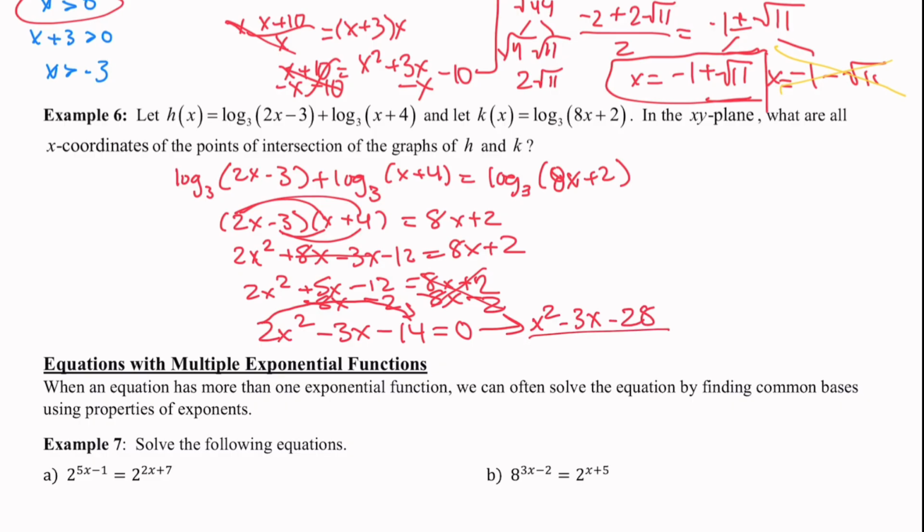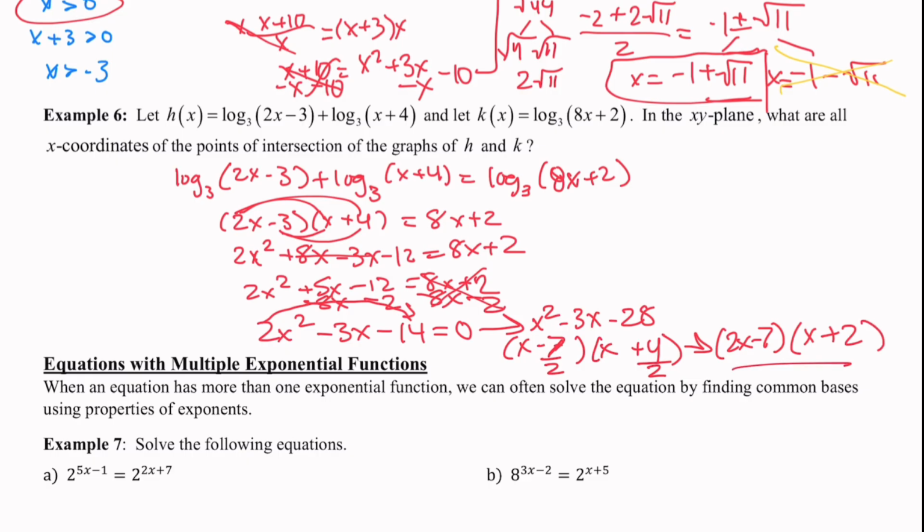And now we use this to find what adds to -3 but multiplies to -28. That looks like it's -7 plus 4. But because we multiplied by that 2 earlier, now we want to get it back and divide it. That will give us 2x minus 7 and then x plus 2. So these two are our solutions there.